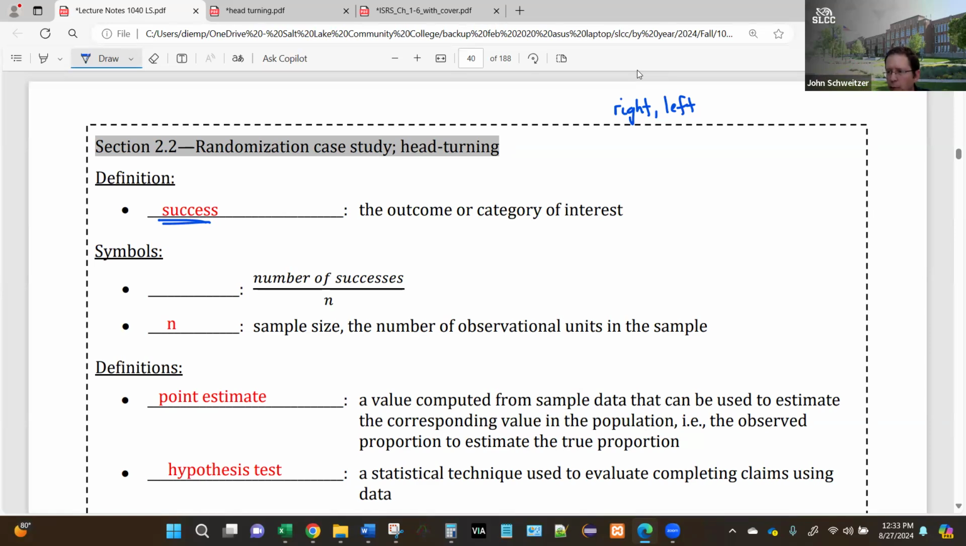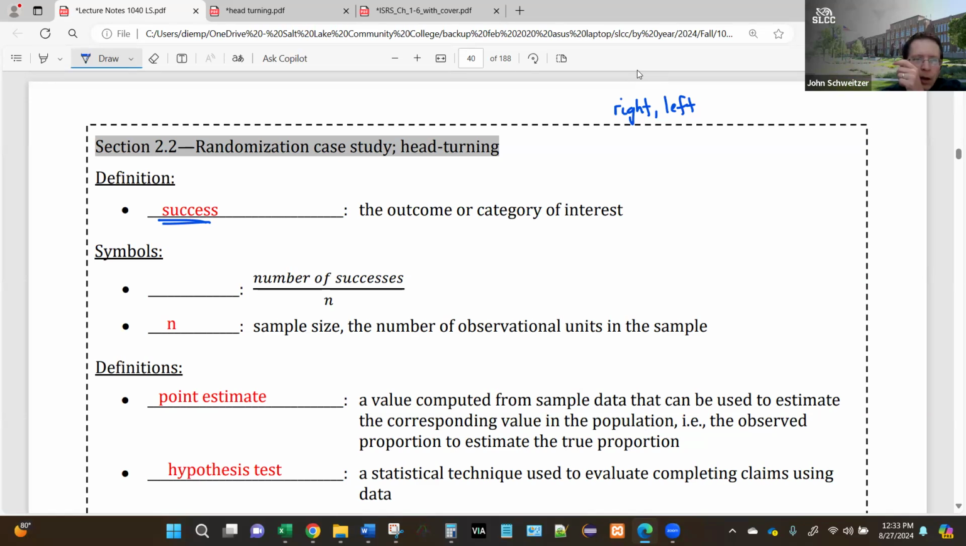It doesn't mean that it's a good or a bad thing. What it means is that this is the category we are interested in. We could very well call the other category success, but just because he hypothesized that the right turn is more common, it's just kind of more natural to call that the category of interest.